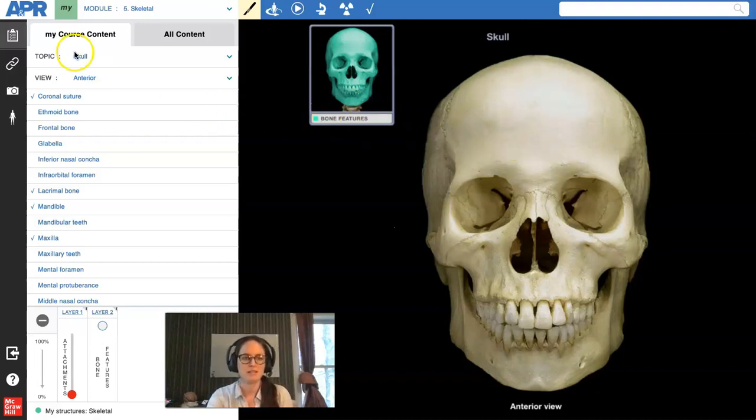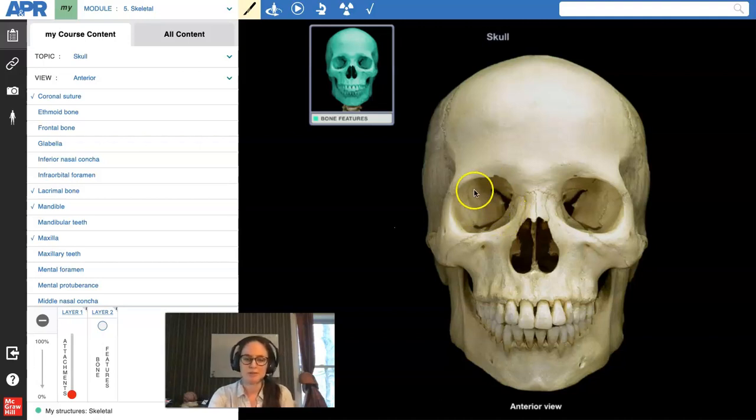So this is the anterior view of the skull. I'm in Module 5, the skeletal system. I'm looking at the skull from the currently anterior view. From here we can see the frontal bone, the nasal bone. This is the maxilla. Deeper in here is going to be the lacrimal bone.